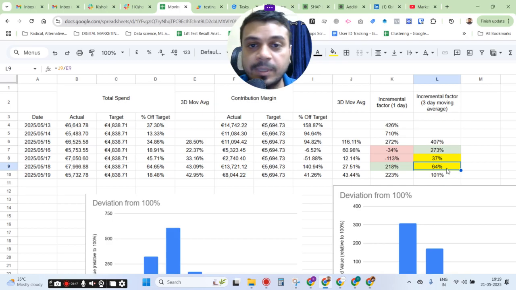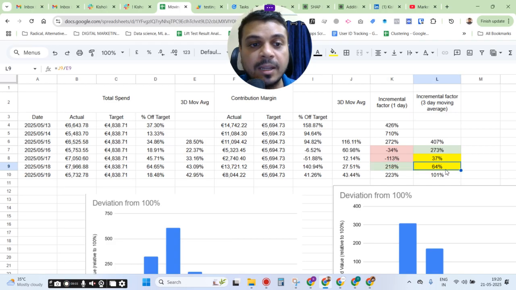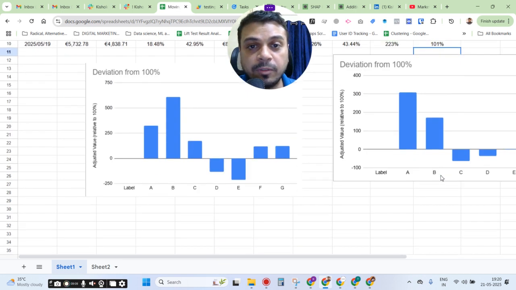So 64%, again, is probably not a green signal. If you were only looking at 1 day, you'd probably get, say, 218%, and you'd say, let's go ahead and increase our best performing campaigns. But in general, you're still at 64%, which is less than 100%. So your recent increase in spend hasn't been incremental in the last 3 days. So take caution.